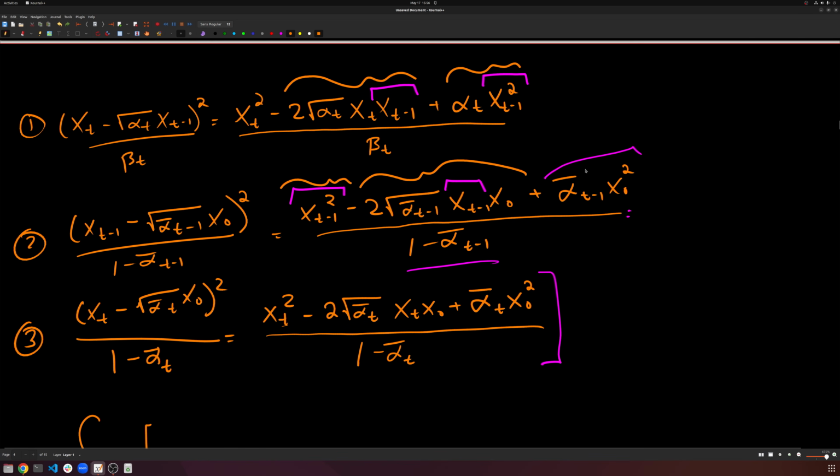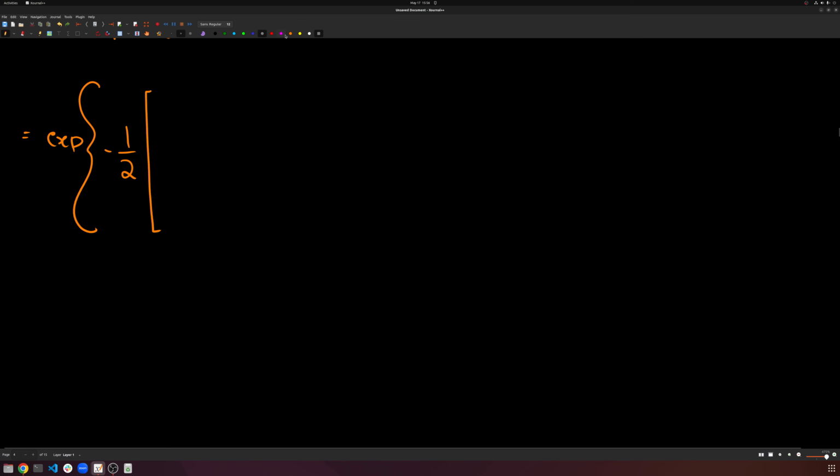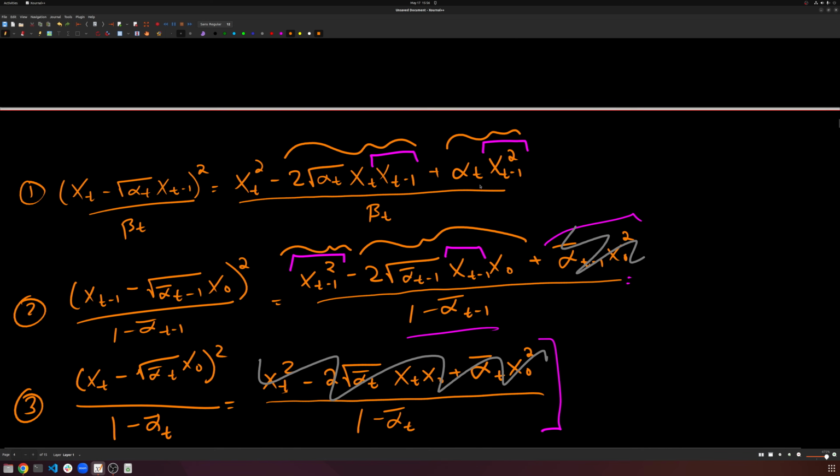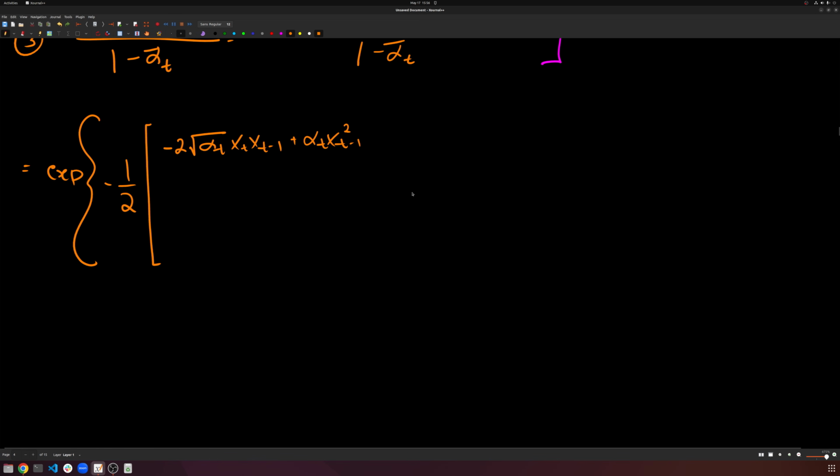But everything else we can just kind of ignore, right? We can ignore all of u and just stick it into some constant term at the end. So to do that, let's go ahead and just write it out. It's just as simple as minus 2 square root alpha t xt xt minus 1, and then we're going to have plus alpha t xt minus 1 squared, right? Because that's what I had. I had alpha t xt minus 1 squared, and I had minus 2 square root alpha t xt xt minus 1. So I just rewrote it down here.